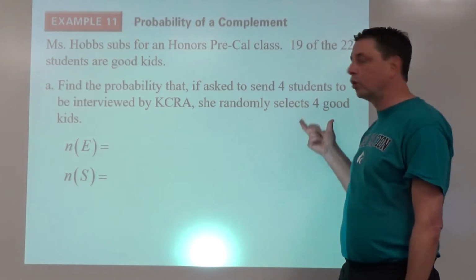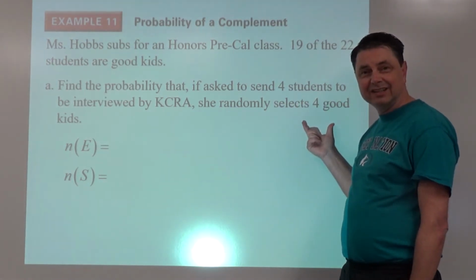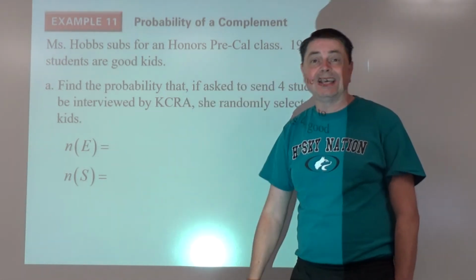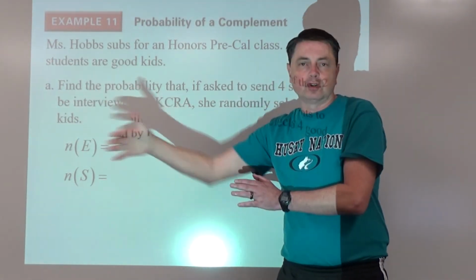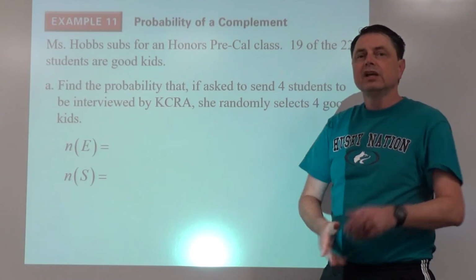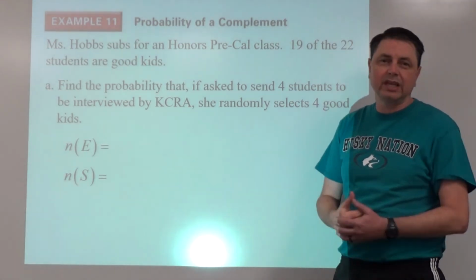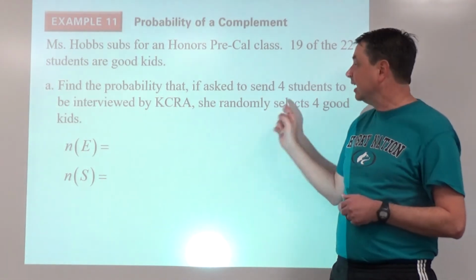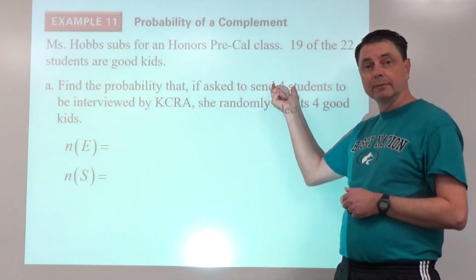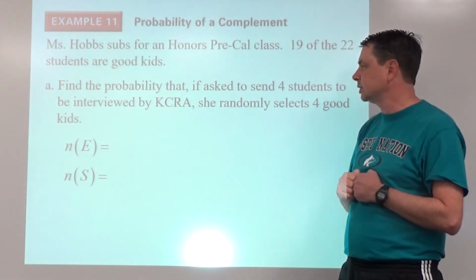Remember, we have to choose 4 good kids. Now, it doesn't matter, let's say Tim is a good kid. It doesn't matter if Tim is the first one to walk out the door or chosen or the third. So again, if order doesn't matter, we're going to think of combination if we've got multiple things happening. And we're selecting multiple people here. So probably going to be a combination.